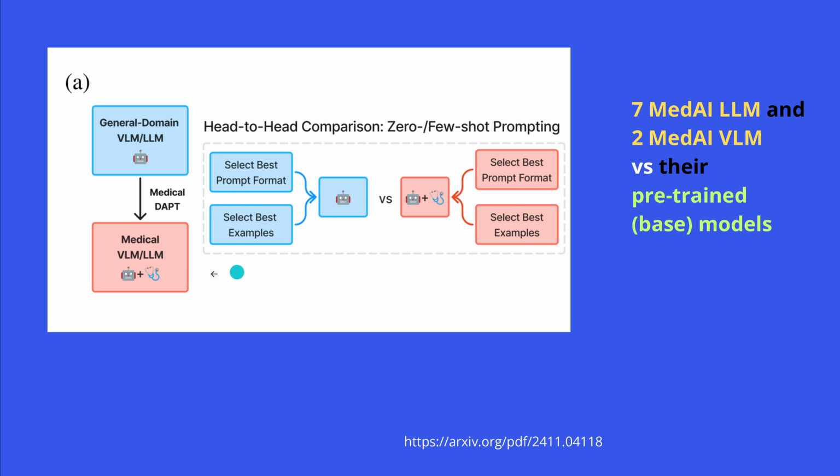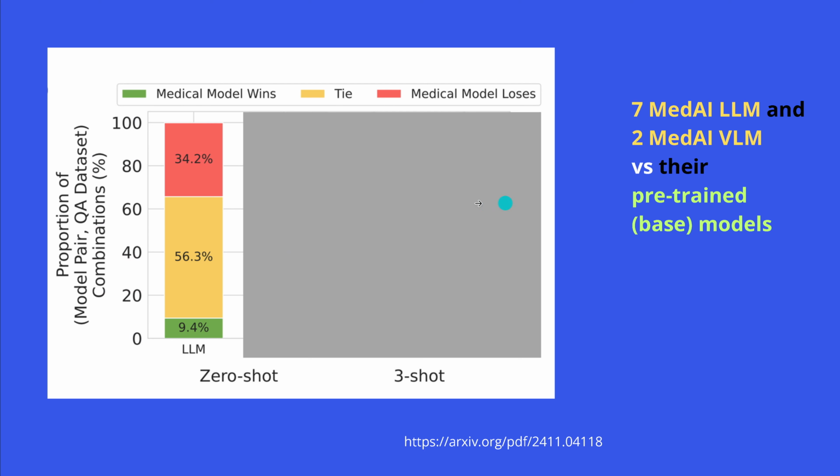And of course, they do the same with the medical VLM and LLM. Best prompt format, best examples, we optimize what we know, and then we have our general domain and our medical domain optimized systems. Now let's have a look at the result. They present this in this way, and they say, look, if there's a tie between the base model and the medical system, it's a tie. So you see here for an LLM, zero-shot learning, in 56% of the cases, it's a tie. There's no difference between the MedAI and the base model.